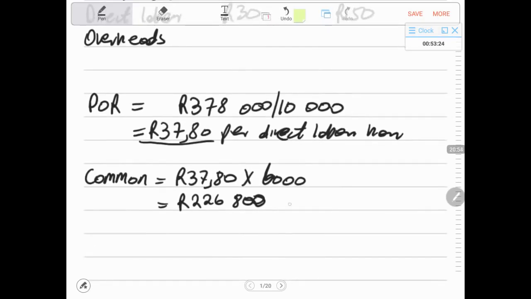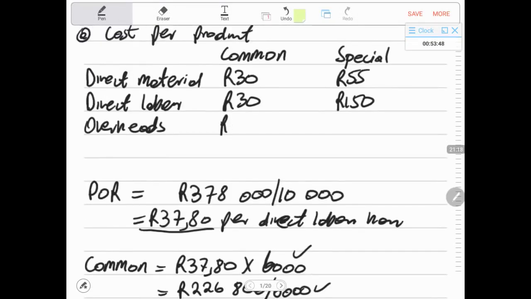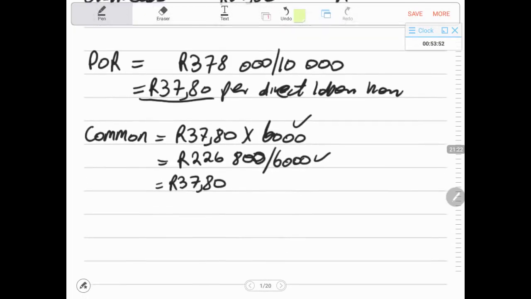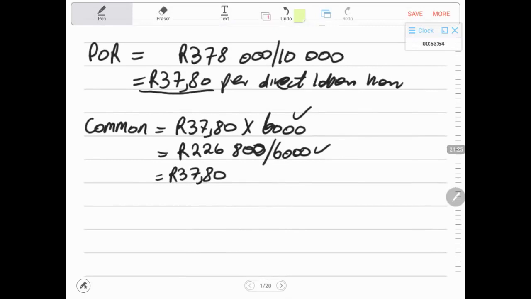And this is the total, and I'm looking for the cost per unit. So now I say, how many units do I have? It is 6,000. Remember, I multiplied by 6,000, I divide by 6,000, then obviously this will give me the same 37 rand 80 cents. So the cost per unit of product common of overheads will be 37 rand 80 cents. So now I can immediately come here and say 37 rand 80 cents.